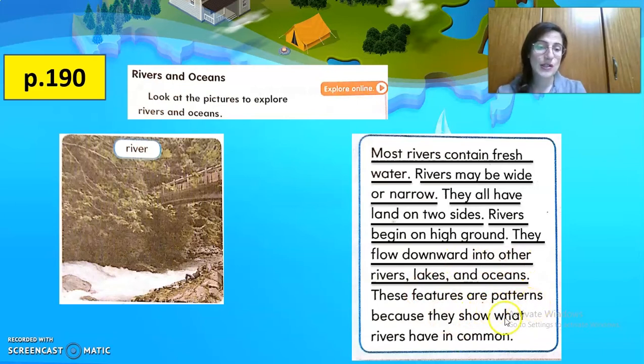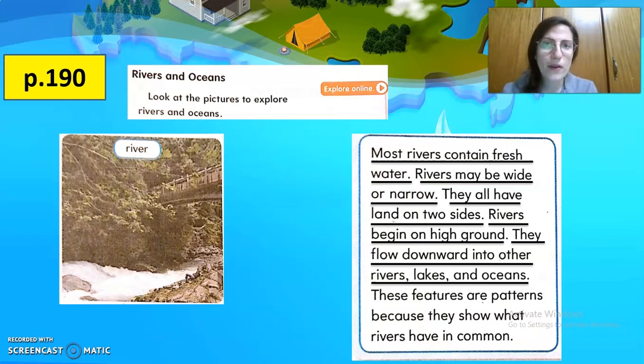These features are patterns because they show what rivers have in common. Remember guys, when we say features, it means characteristics. It means what does the river look like, okay? And when we say pattern, it is something that is repeated. So whenever I say river, we have 4 points coming to our minds. 1, most rivers contain fresh water. Again, most rivers contain fresh water.